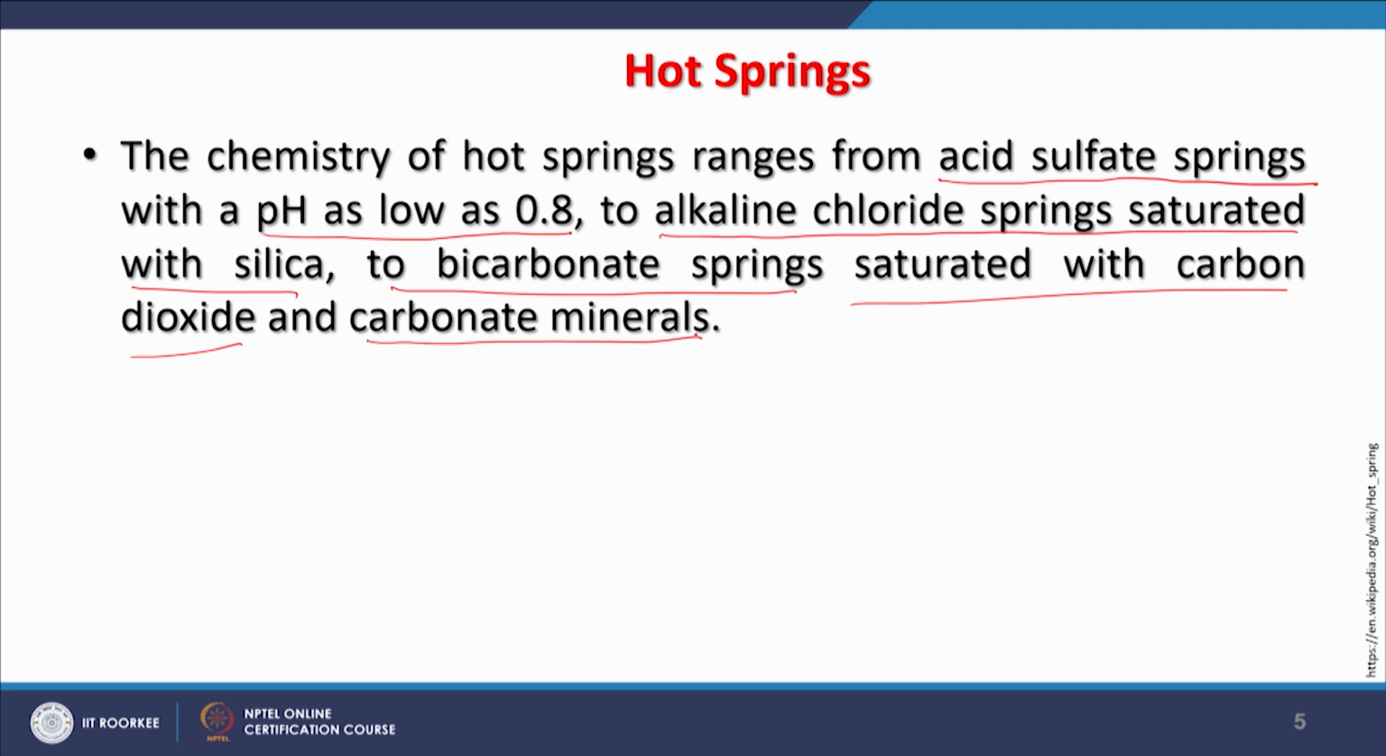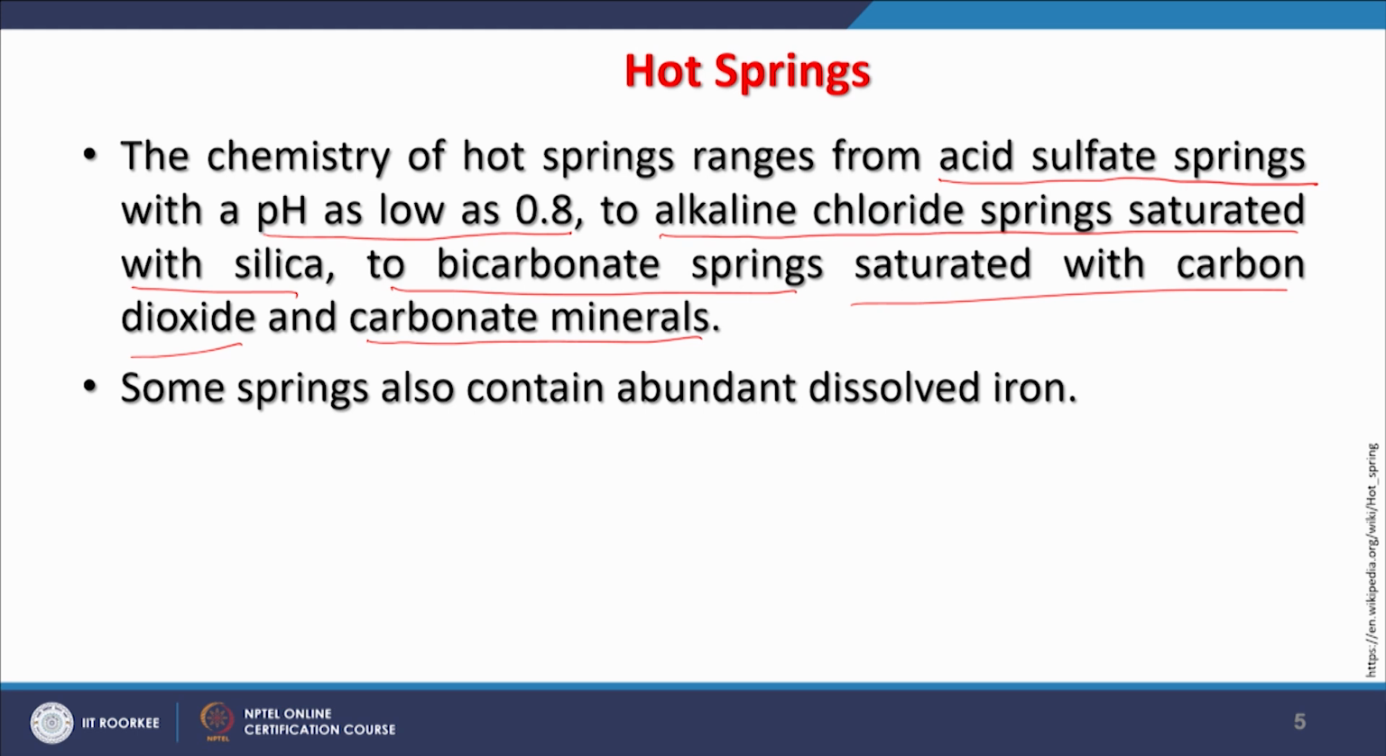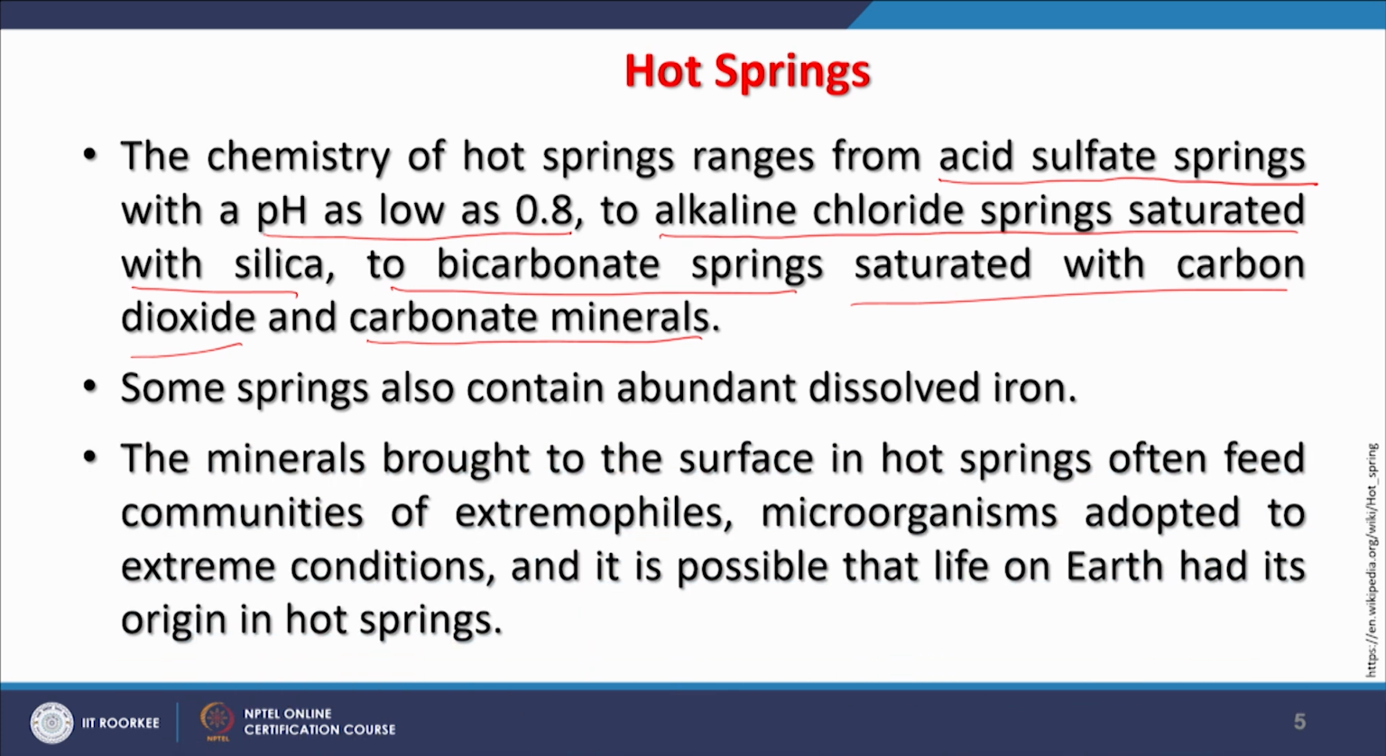So, depending on geologic rocks or conditions, the chemical quality or chemistry of hot springs water can change accordingly. So, all kinds of minerals can be found in different hot springs. Some springs also contain abundant dissolved iron, and you would find that the surrounding rocks or the surface or outlet where these springs are, you would find very red color deposition, that is because of iron minerals.